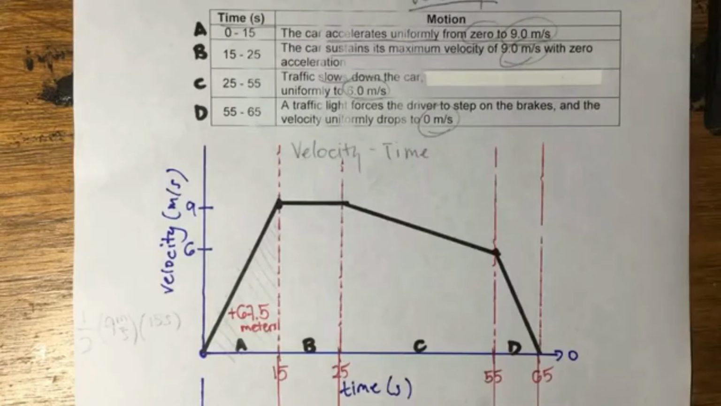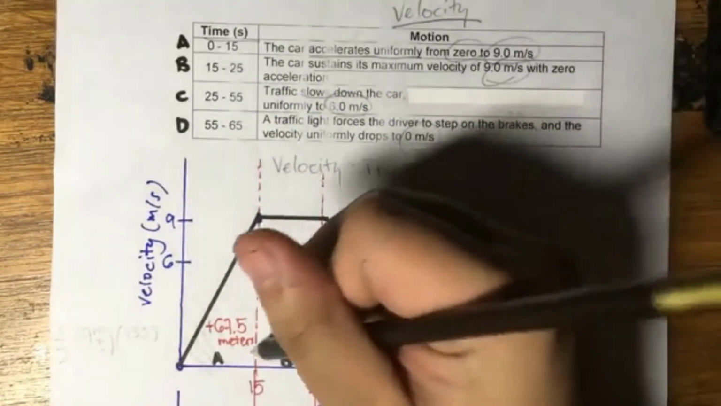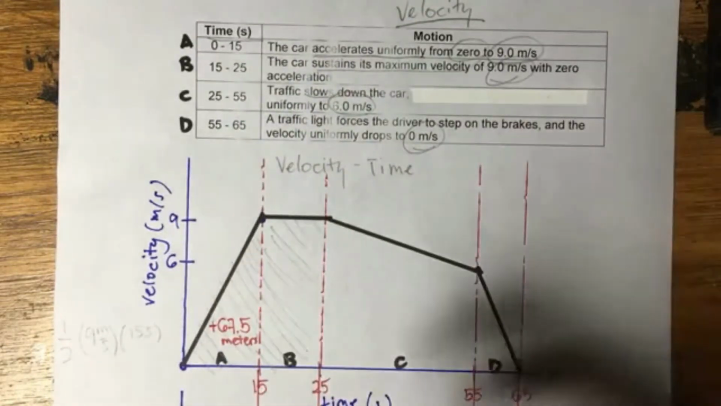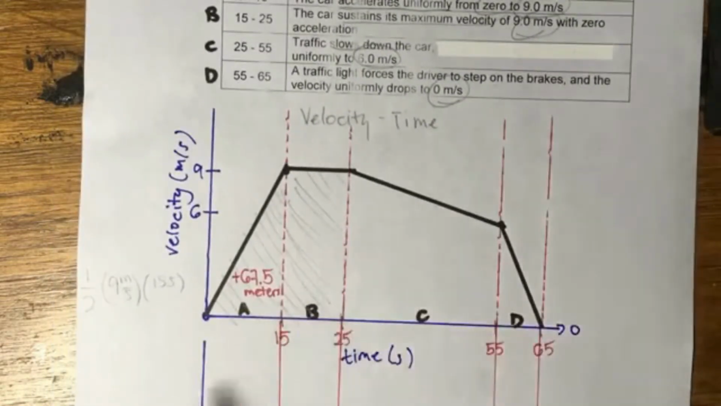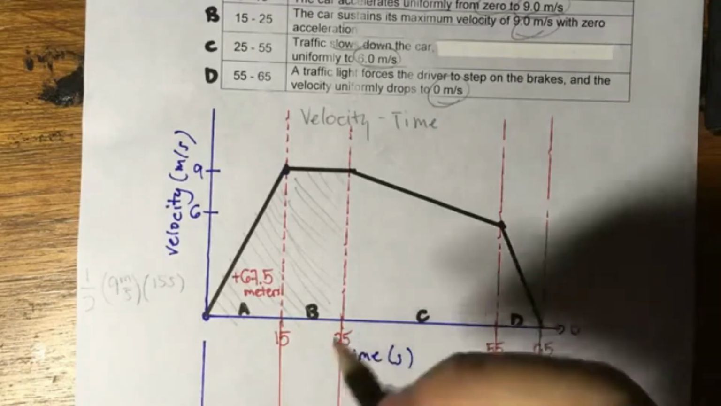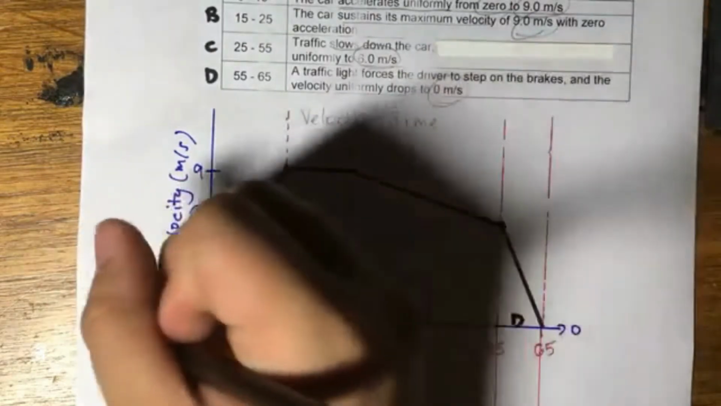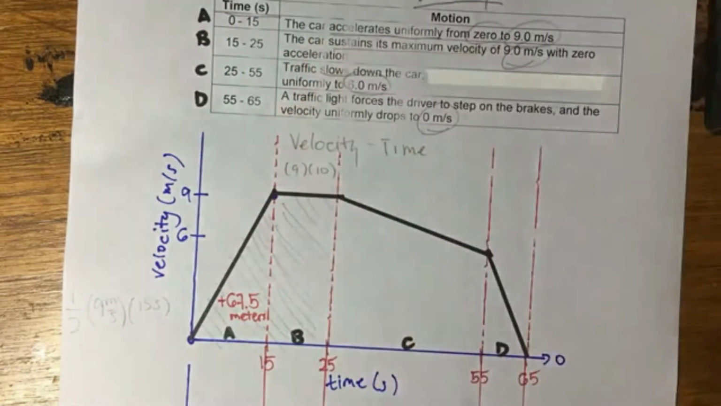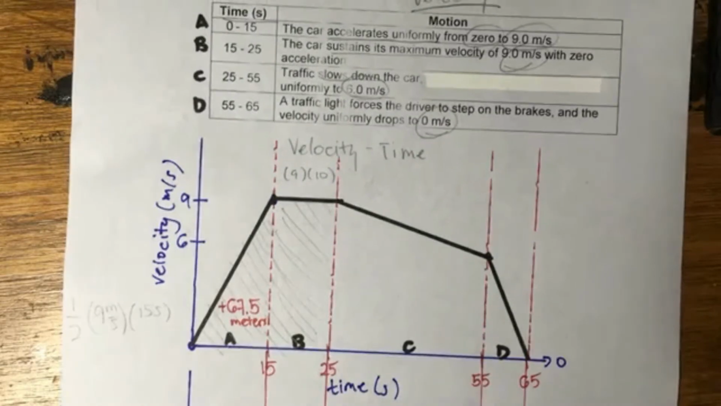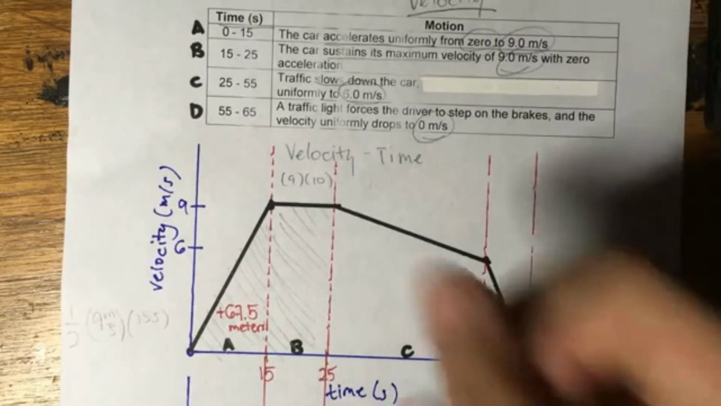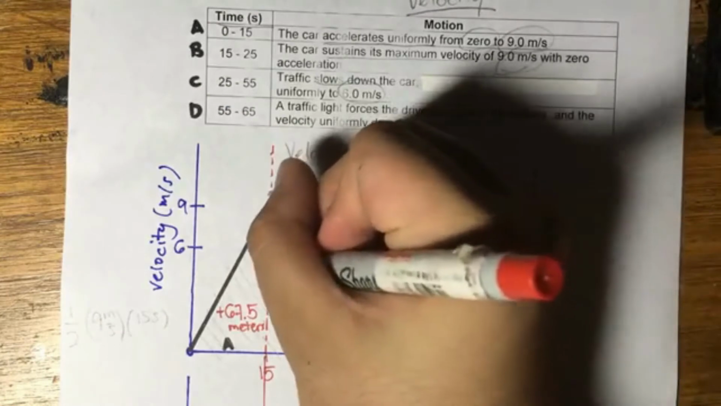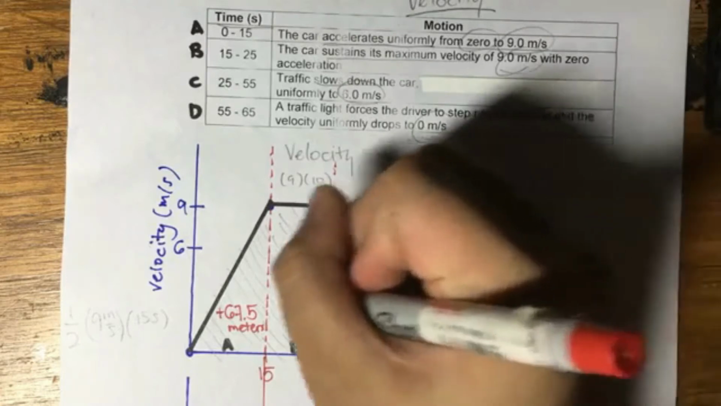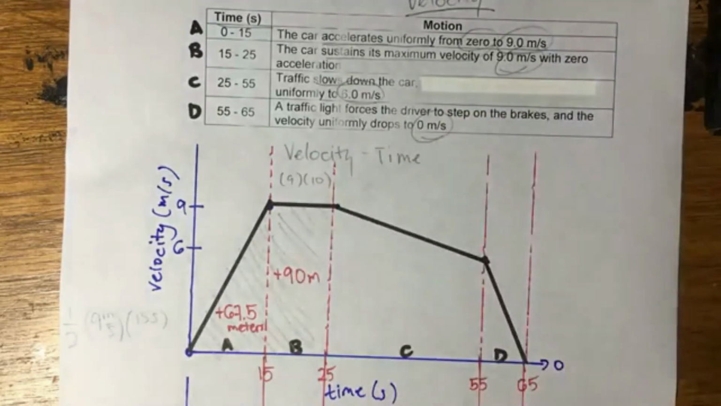Okay, now let's go to segment B. This time we have a rectangle. It still has a height of 9, however this time it has a base of 10. So 9 meters per second times 10. I think we don't need a calculator for that. We can simply say that 9 times 10 would be 90, and this is in the positive direction. So 90 meters. Not 90 meters per second, but 90 meters.